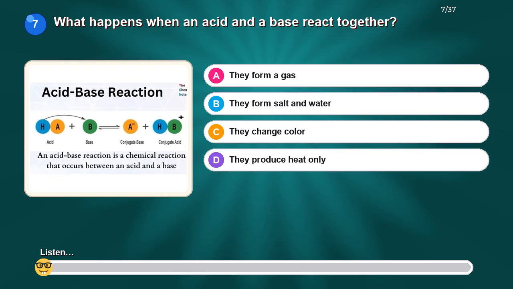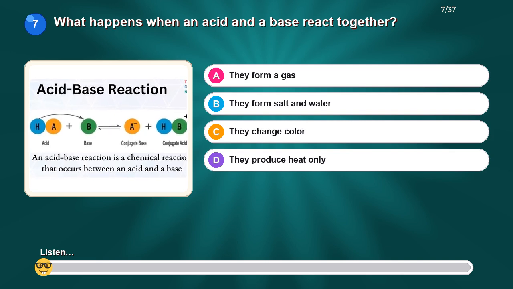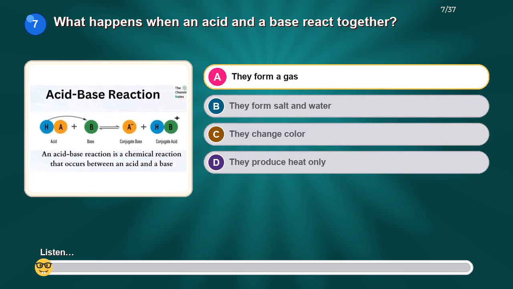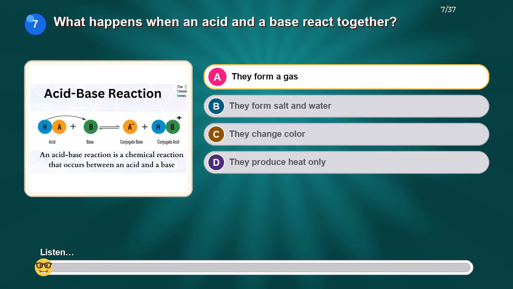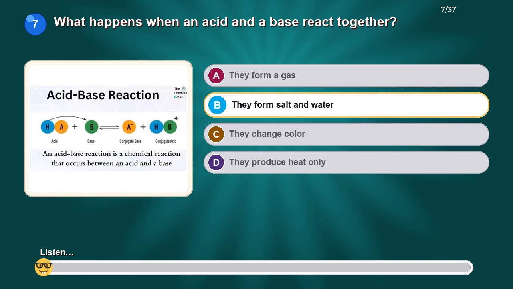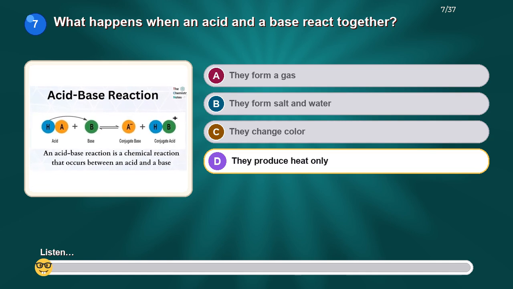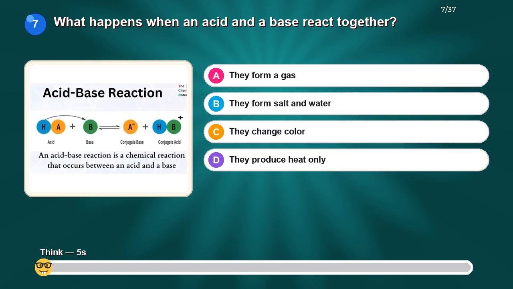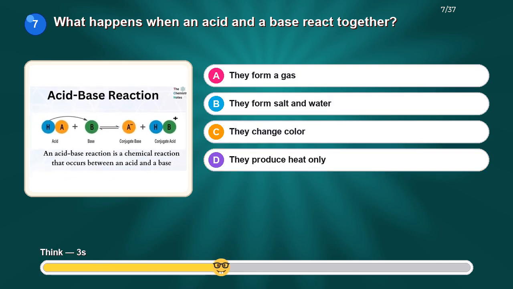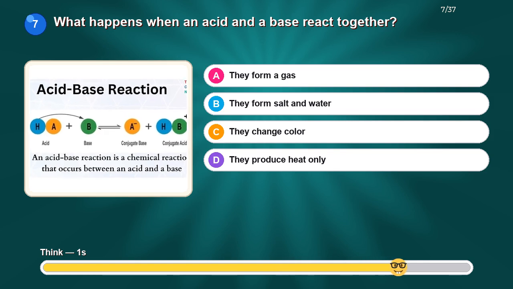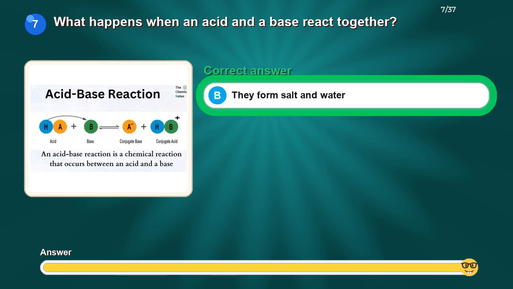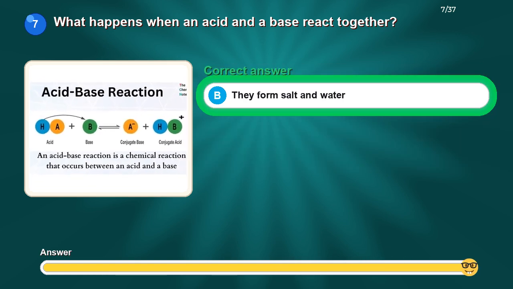What happens when an acid and a base react together? Option A, they form a gas. Option B, they form salt and water. Option C, they change color. Option D, they produce heat only. The correct answer is they form salt and water.